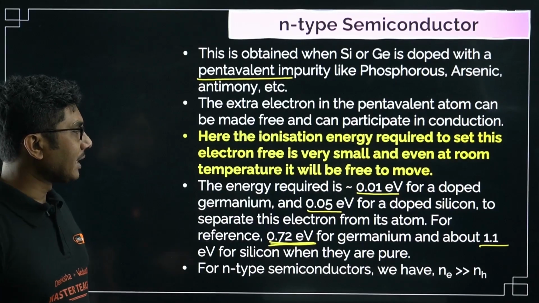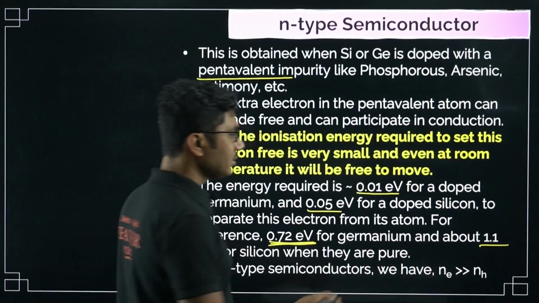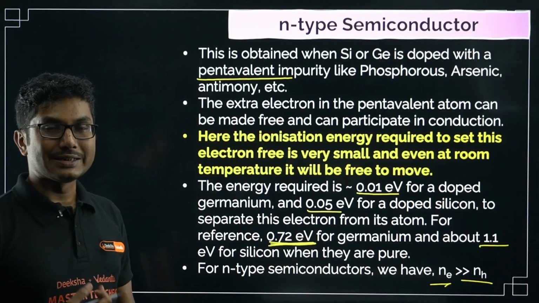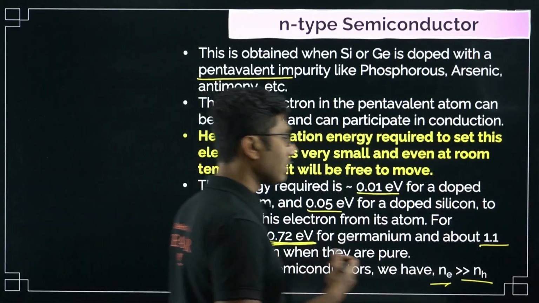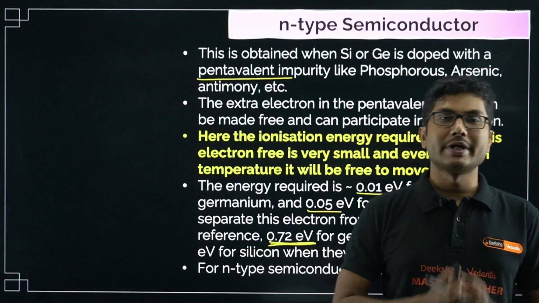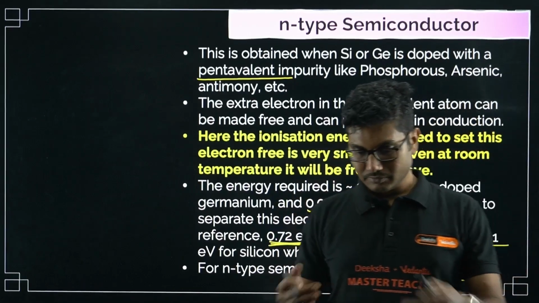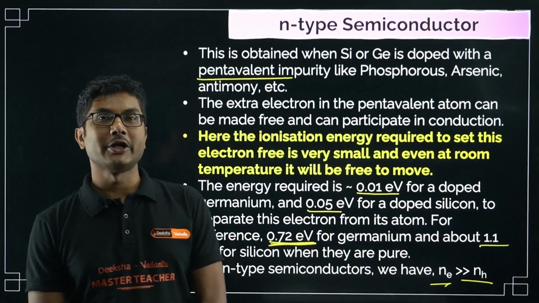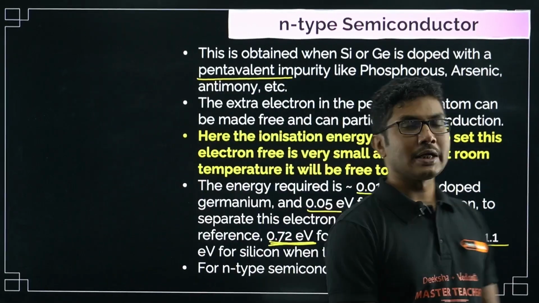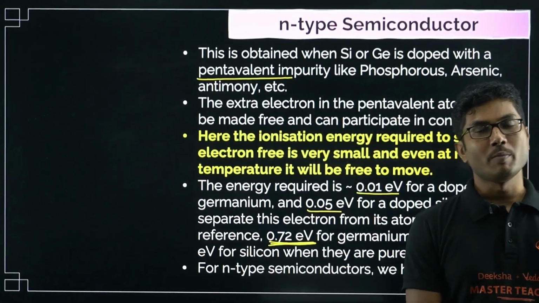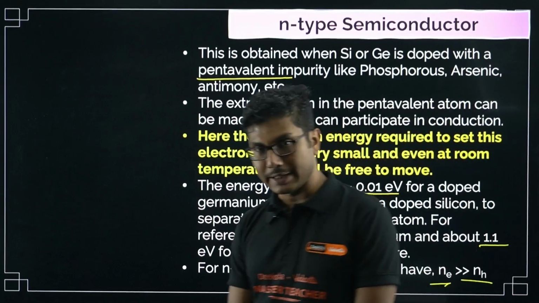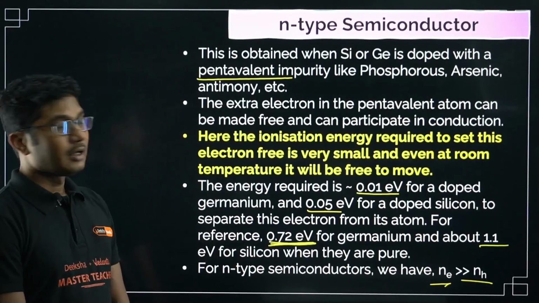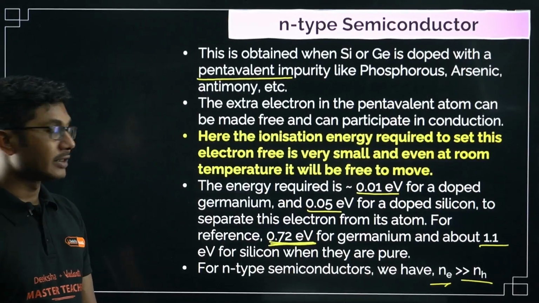For n-type semiconductors, the number of electrons is basically more than the number of holes. So majority carrier is electron, minority carriers are called holes. Majority means whoever is higher in number, they are called majority carriers. Whoever is smaller in number are called minority carriers. In intrinsic semiconductor, there is no majority, no minority carrier. Okay, both are same.